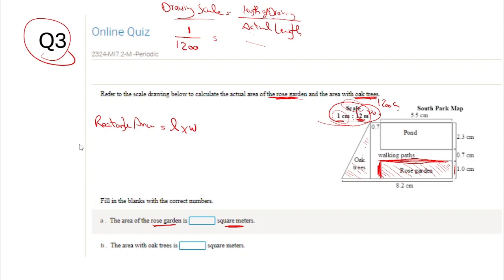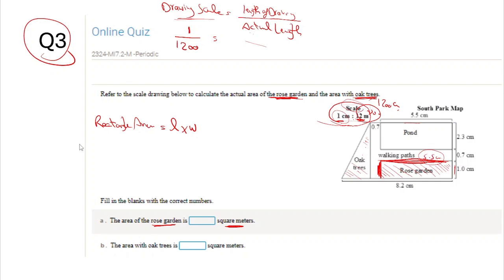Here we have 8.2 and here 1.723, and this we have a bond area. But if you can see, the length of the bond area is the same as the rose garden. So that means this length will be 5.5 centimeters also. Now to get the area, we need to get the actual length of the 5.5 centimeters and the actual length for 1 centimeter.